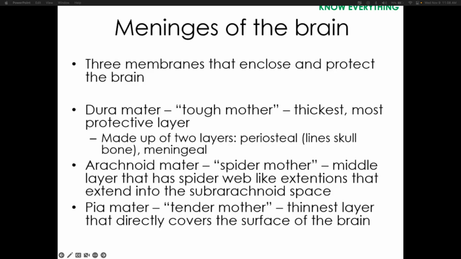Next, we have our arachnoid mater, which is the spider mother. It's the middle layer that has spider web-like extensions that extend into the subarachnoid space. And then lastly, we have our pia mater, which means tender mother. It's the thinnest layer that directly covers the surface of the brain.